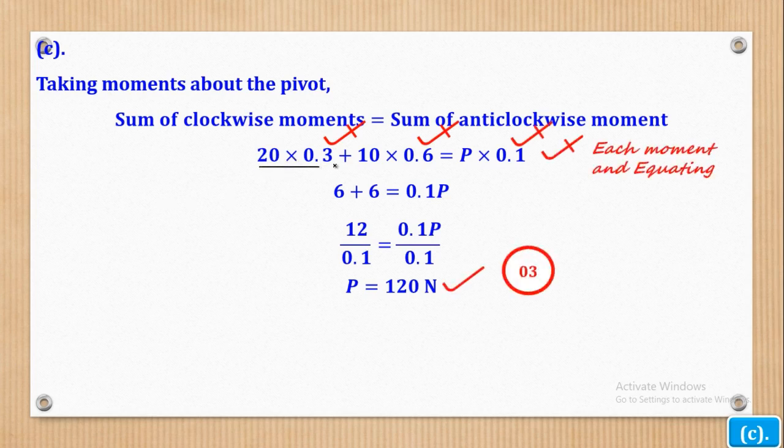So half a mark for this moment, half a mark for this moment, half a mark for this moment, and half a mark for equating the two. Then 1 mark, full mark, for the value of P with the correct unit.